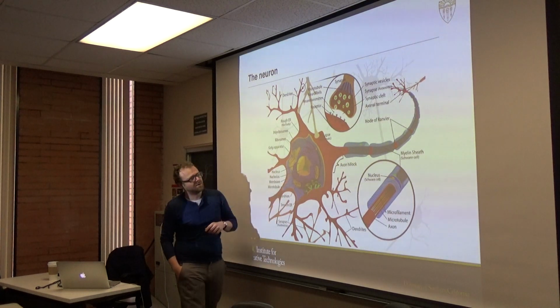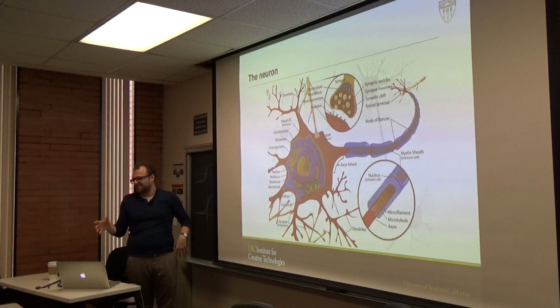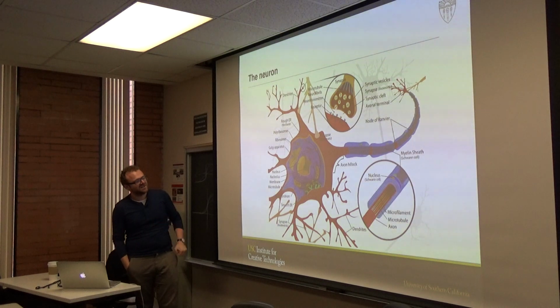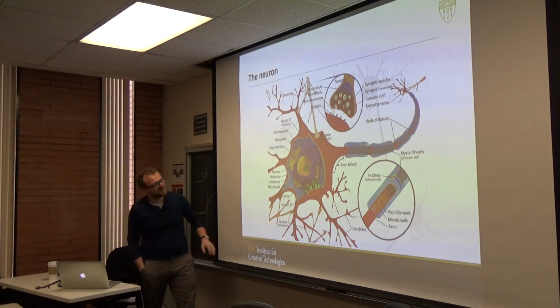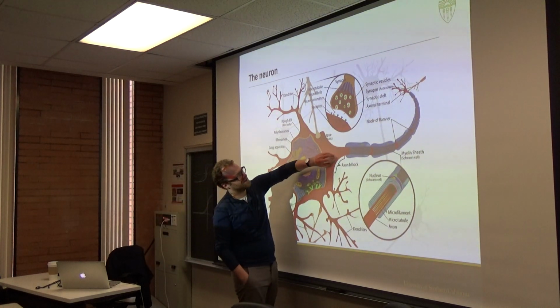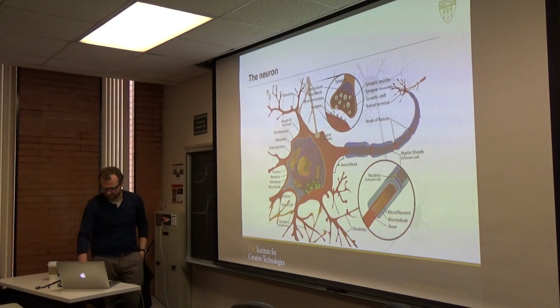Does anybody know what the myelin sheath is? It helps with auditory conduction. Yeah, it basically insulates the signal so it can shoot it faster. So it's kind of fun. And this is basically where the information is gathered and the action potential is shot along.